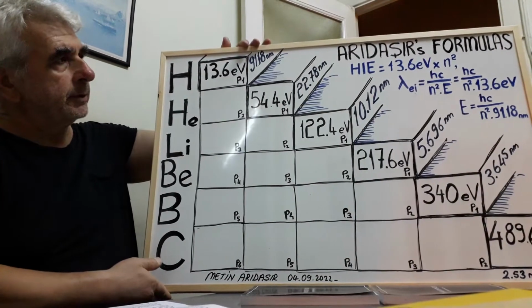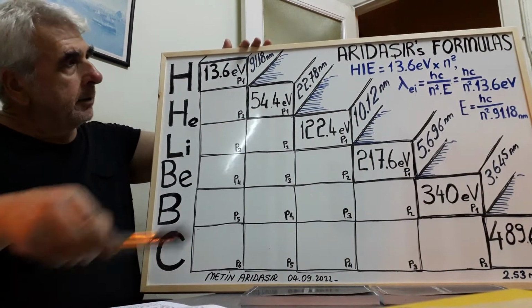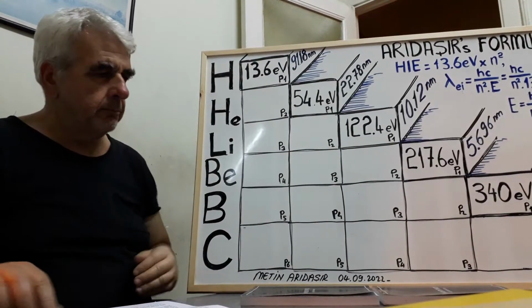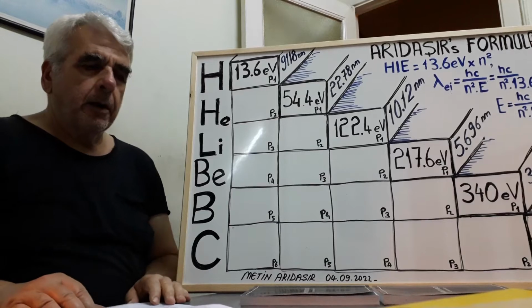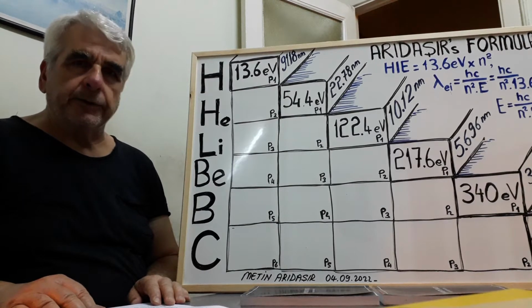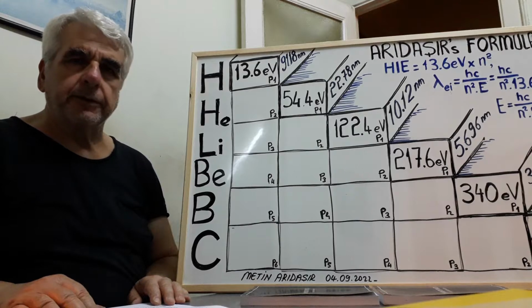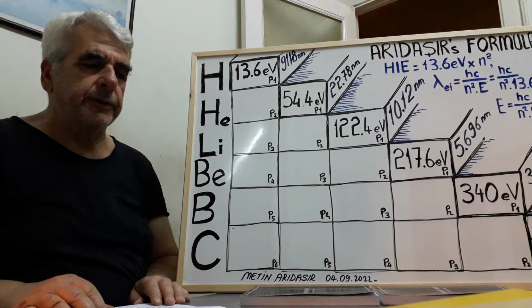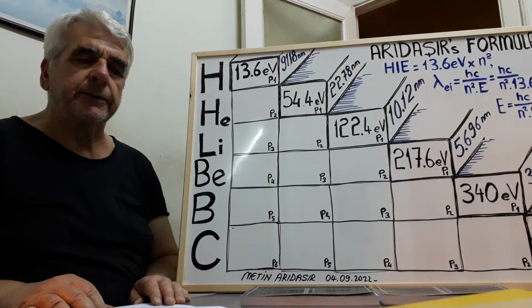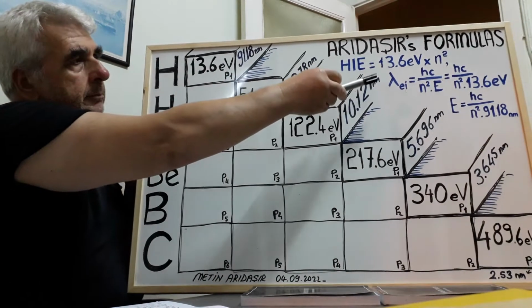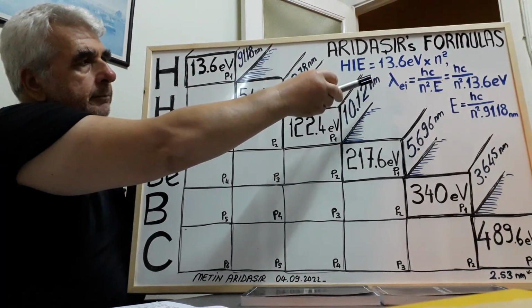I hope you'll see. All atoms come from hydrogen. ARIDAŞIR's highest ionization energy and minimum wavelength-electron formulas for all atoms. Here are my formulas.